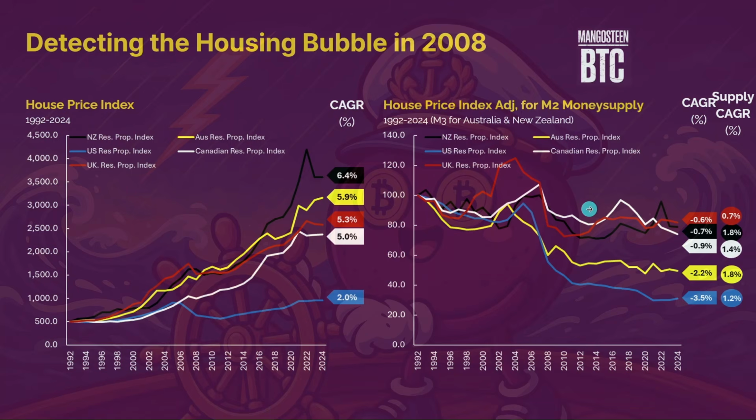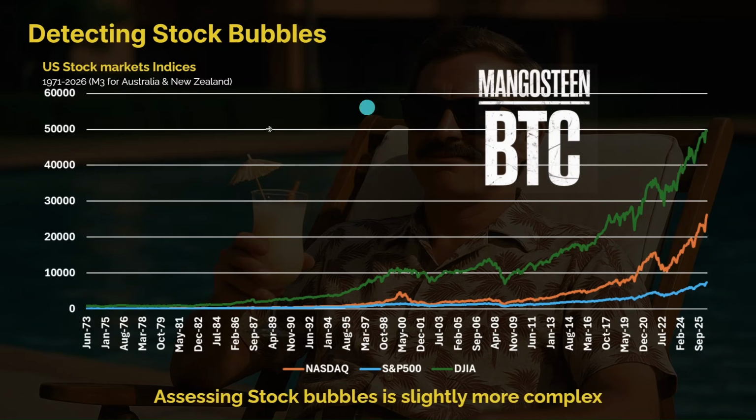What you can see is that when you adjust for money supply, houses aren't getting more expensive. They're in fact getting cheaper when comparing them to a fixed basket of money. Applying the logic to the US stock market, we've got these three major indices in the US: the NASDAQ, the S&P 500, and the Dow Jones Industrial Average. And we can see it's up and to the right, like every market that we've traditionally looked at.